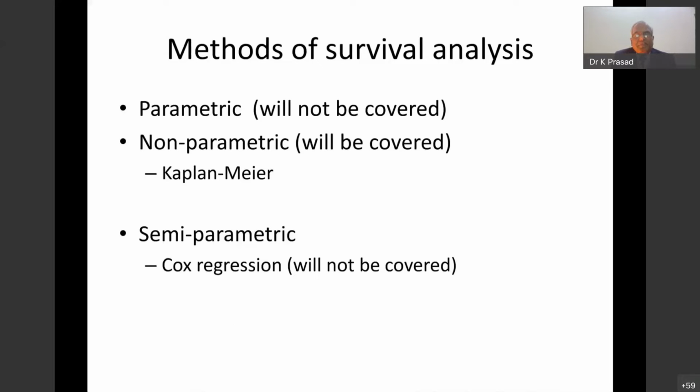Now, as I told you, there are many methods of survival analysis. Some are parametric methods, which we will not cover, but one very popular non-parametric method, Kaplan-Meier, which we are going to cover. And there is a semi-parametric method which is used for multivariable analysis, which is called Cox regression, which will not be covered today, we'll cover sometime later.